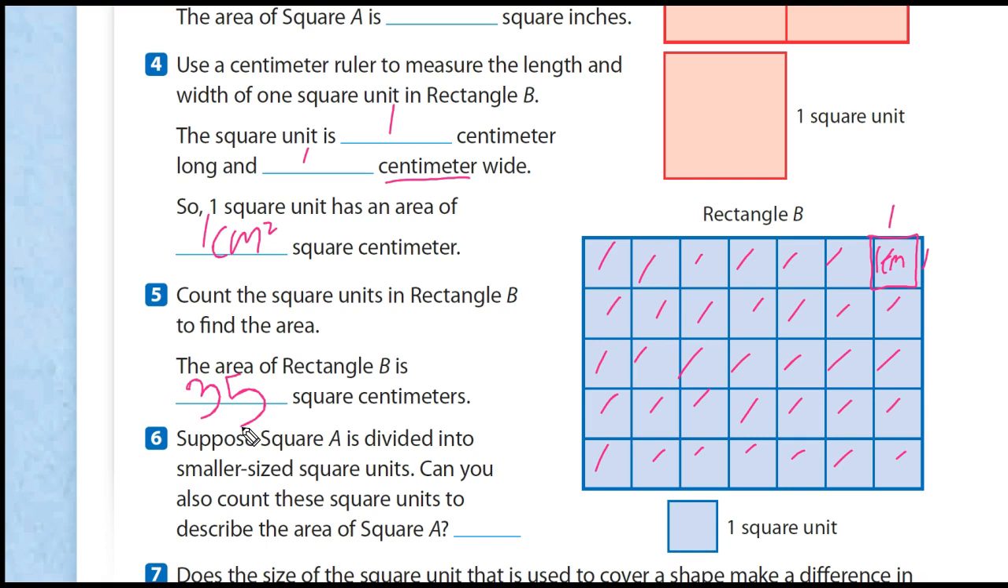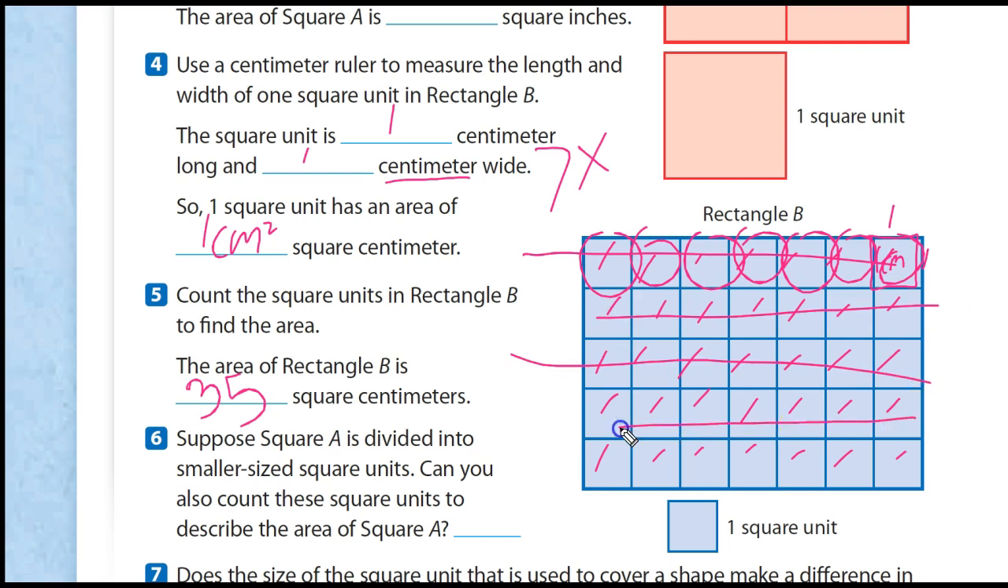Is there another way to do it? Yes. Like what? Times. Times what numbers? Why 7? That's the number of columns, or that's how many squares are in each row, right? So there's 7 times what? 5. Why 5? There's 5 rows across like this. There's 5 rows, so 7 times 5 is 35. And that's how it works.